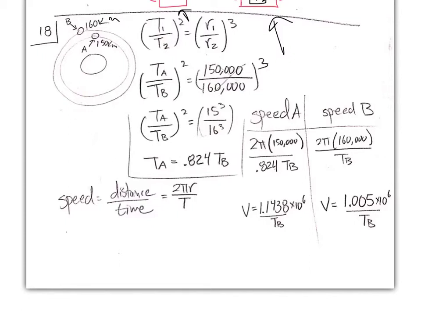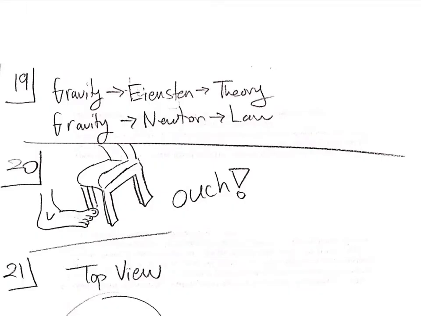Then I actually went ahead and did a calculation using speed as distance per time, and it's going in a circular path, so it's 2 pi r all the way around, dividing by time, or the period of orbit, and ended up with this, indicating that yes, A is going faster than B.